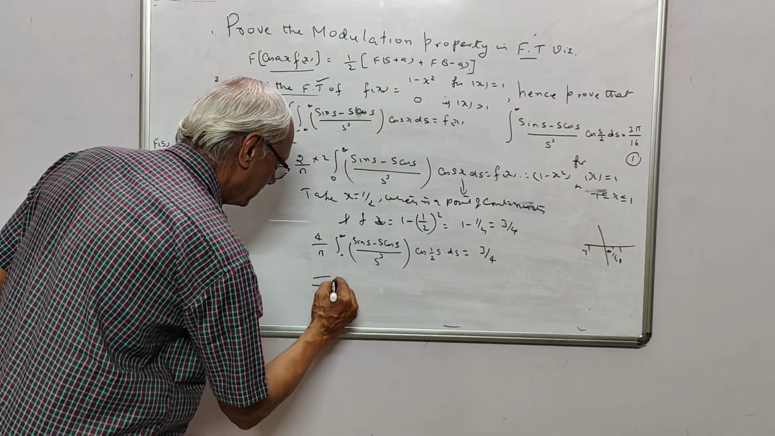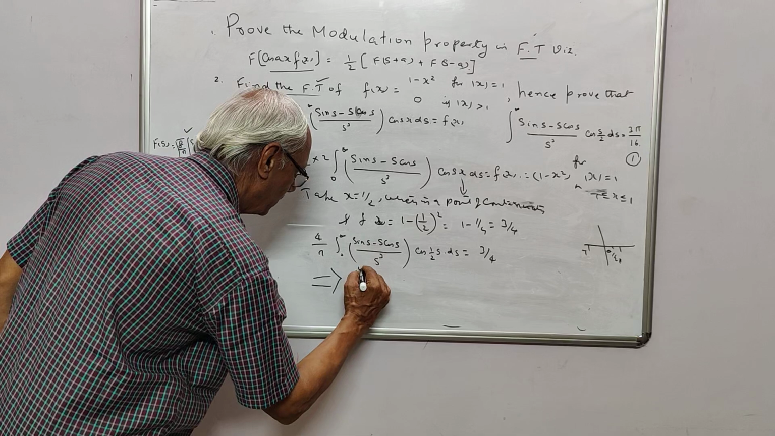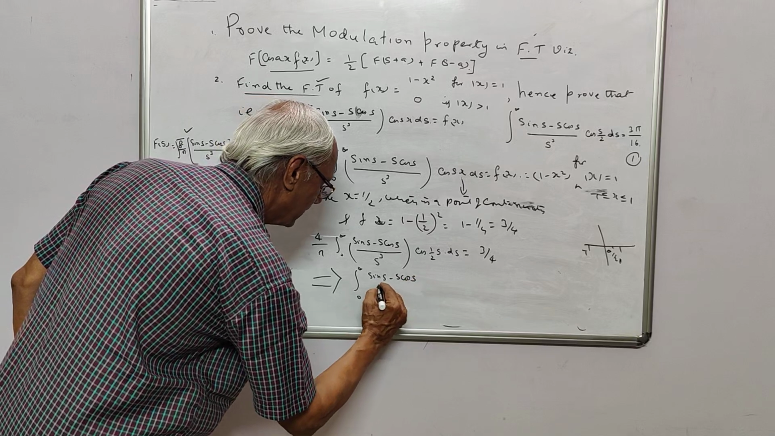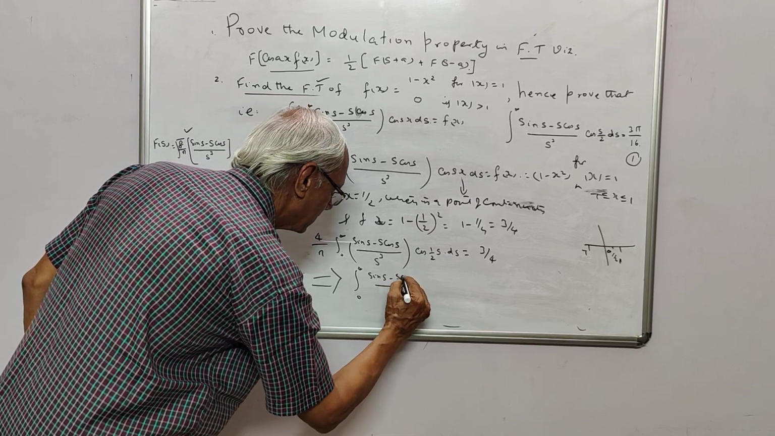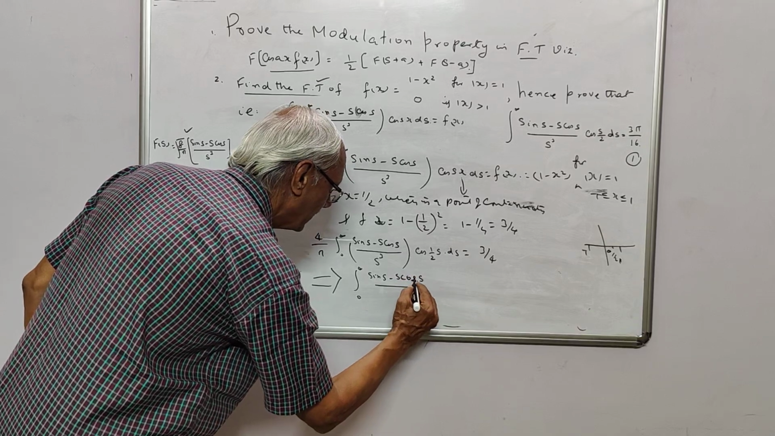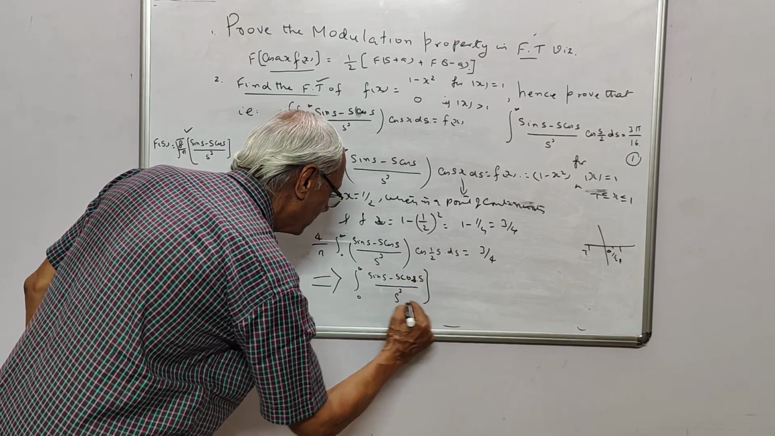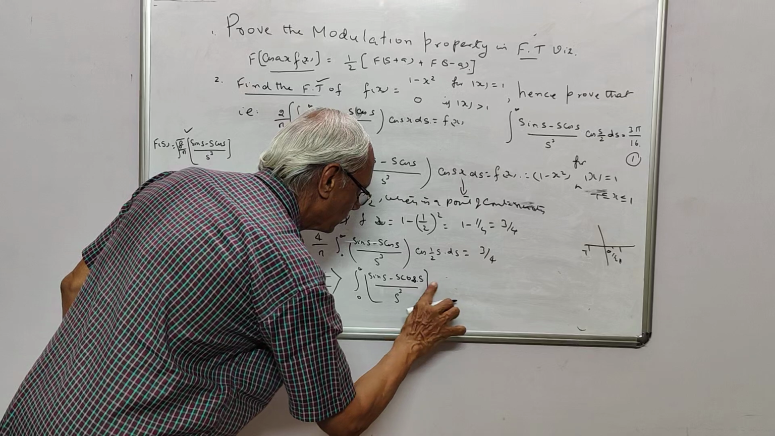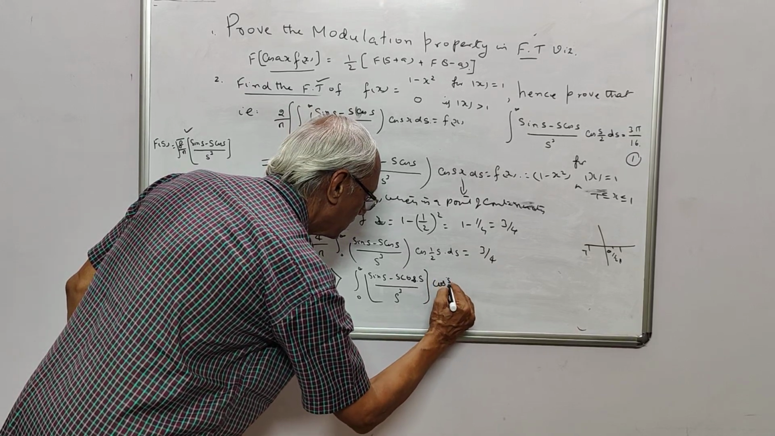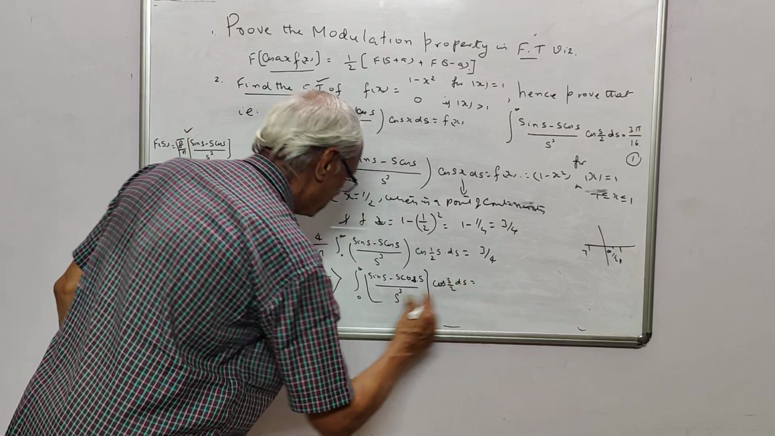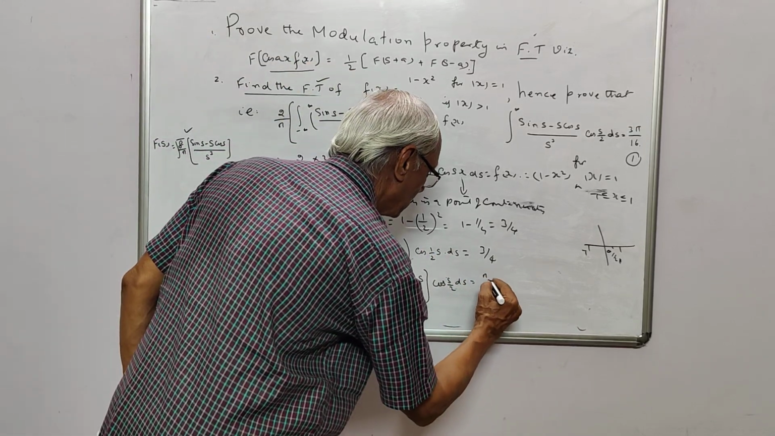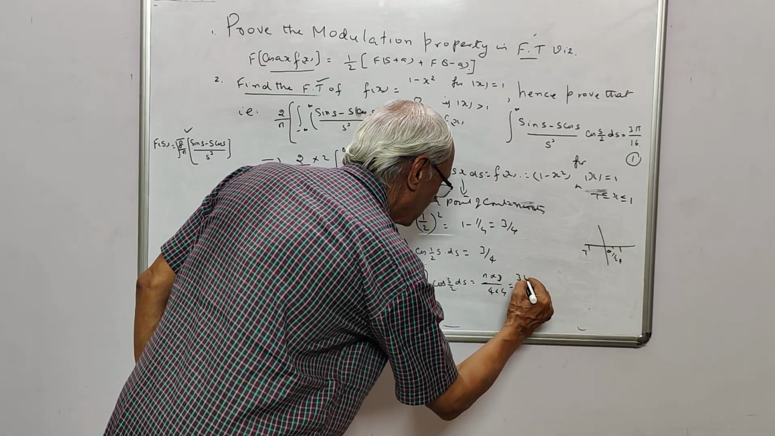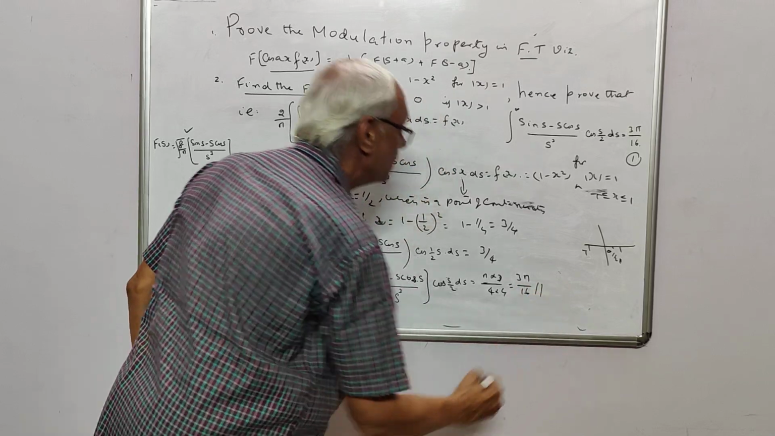So this implies 0 to infinity of sine s minus s cos s divided by s cubed into cos of s by 2 into ds. Take it to the other side, pi into 3 divided by 4 into 4. So I am getting the answer.